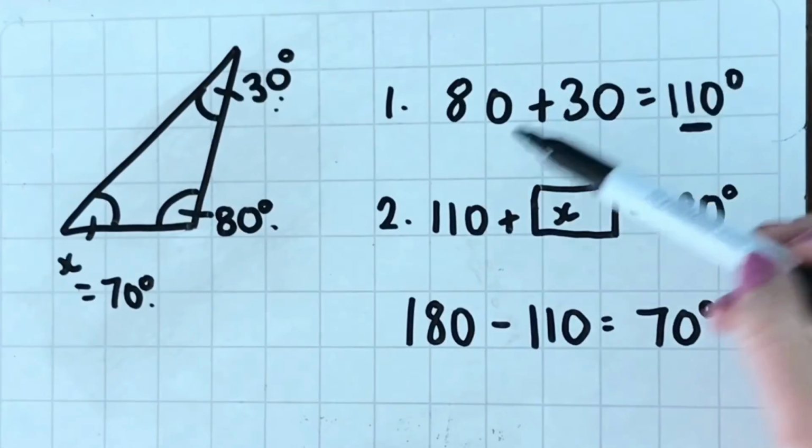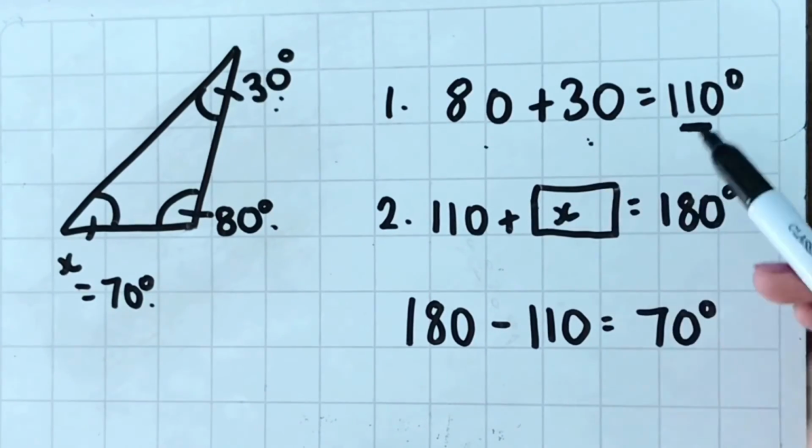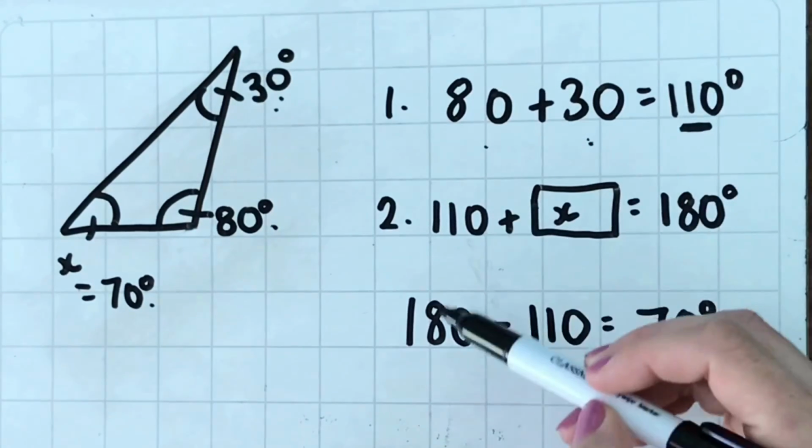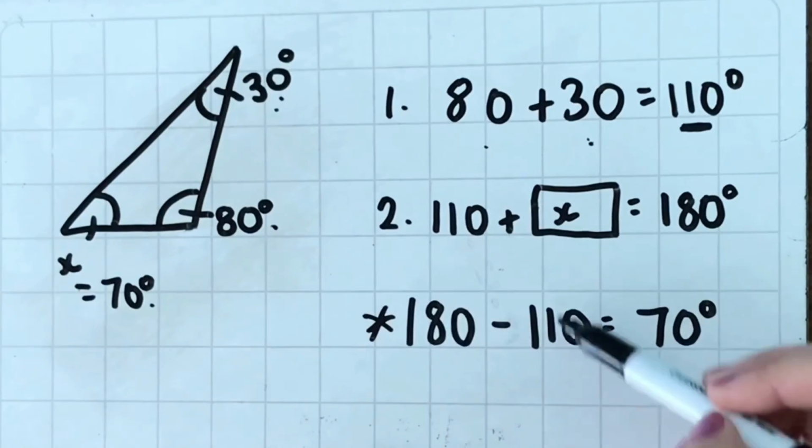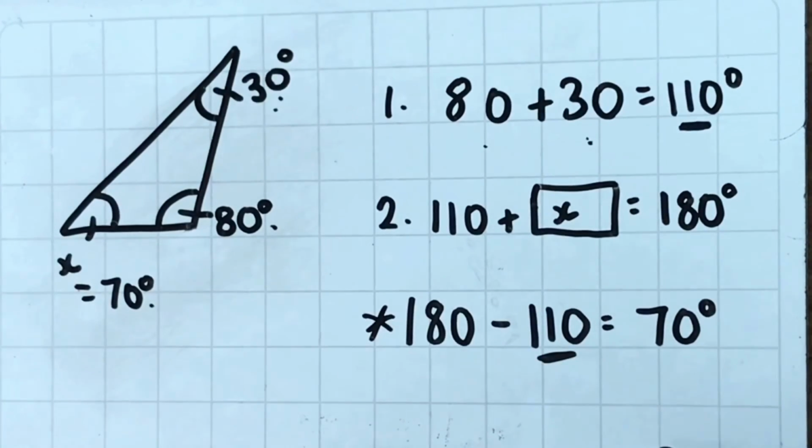1. Add the angles you already know to get the total. Step number 2, subtract that total from 180. That'll give you the size of your missing angle.